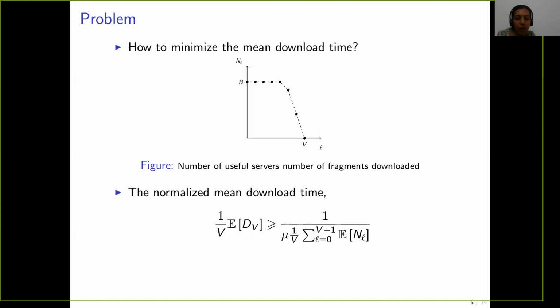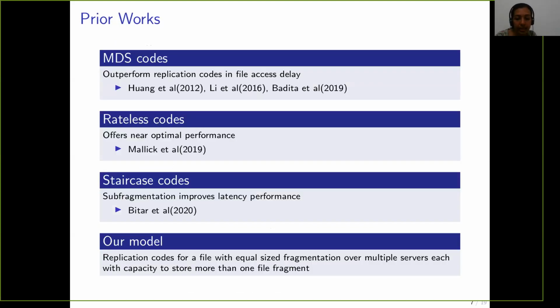So before formalizing the problem statement further, let me quickly discuss some prior works. We have listed only very few articles that are related to our work. Firstly, it has been established that MTS codes will outperform replication codes in minimizing file access delay. Some recently introduced coding techniques with really good latency performances are rateless codes and staircase codes. This work on staircase codes that we have cited suggests that the subfragmentation of files and allowing each server to store more than one fragment will help in improving the download time performance.